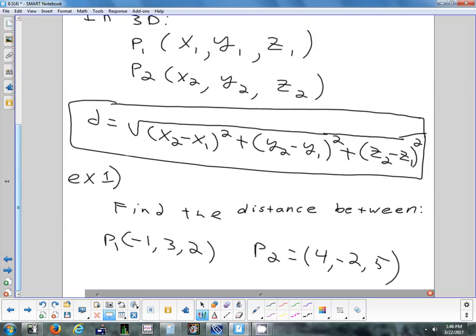All right, so let's take a look at those 2 points and see if we can find the distance between them. I didn't go through the proof of this formula, and we're not really going to go through any proofs of formulas today. We just looked at the pattern in 2D and said, well, that's probably the pattern in 3D. And it is. The proof of it uses the Pythagorean theorem, except it's the Pythagorean theorem in 3D, not 2D.